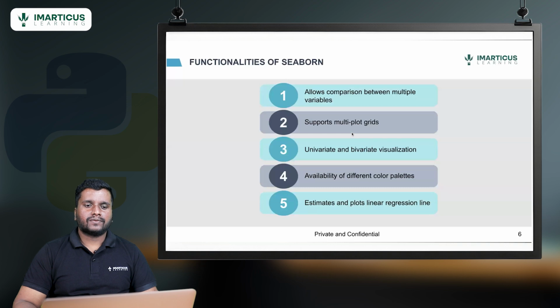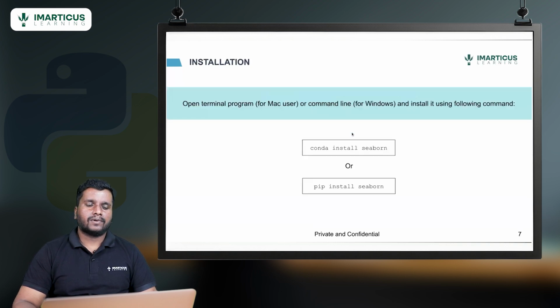The basic functionality of the Seaborn library is that it allows comparison between multiple variables. It supports multiple plot grids. Both univariate and bivariate analysis can be done here. It is available with different color palettes, and it estimates and plots linear regression lines as well, which is not quite possible using the matplotlib library directly.